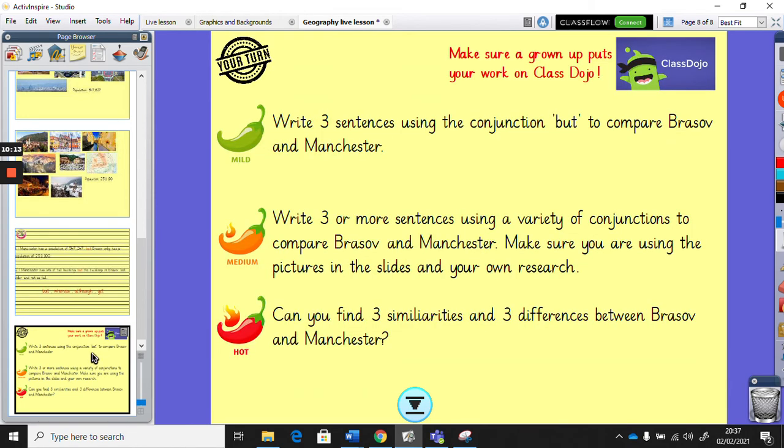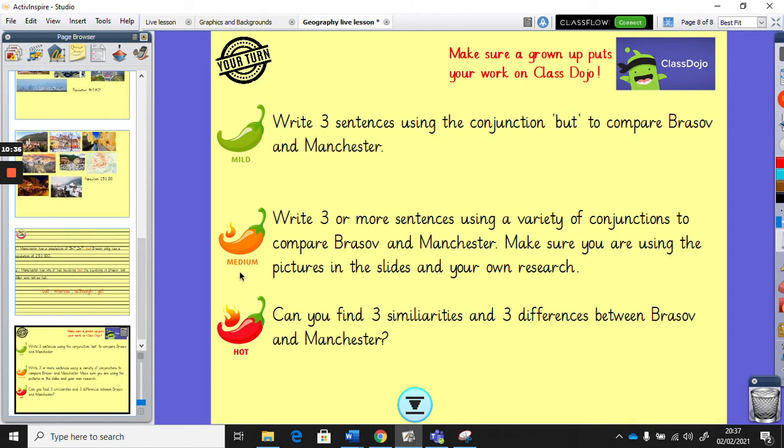Your turn today. Your mild challenge is to write 3 sentences using the conjunction but to compare Brasov and Manchester. For the mild challenge, I would like you to look at the pictures I have shown you, or look at pictures on Google search, image search, to work out some comparisons.